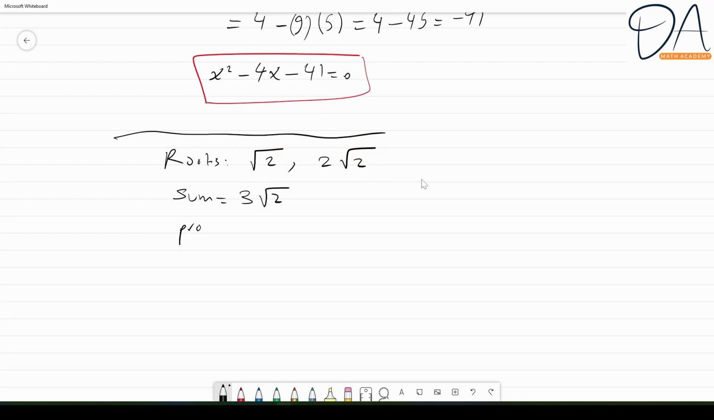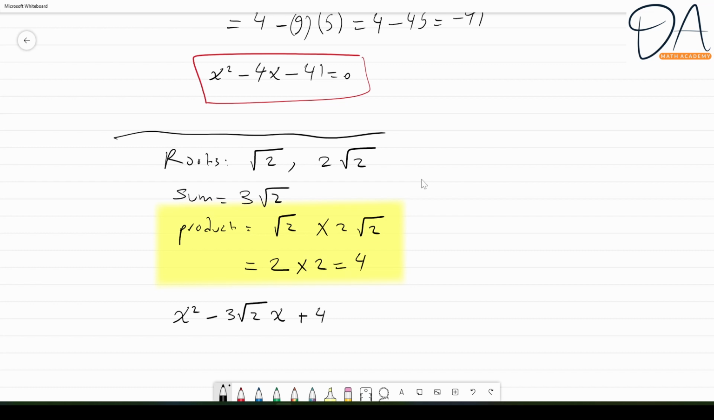Then the product, we have square root of 2 times 2 square root of 2. This is equal to square root times square root. The square roots will cancel. So then you will have 2 times this 2 from here. That gives you 4. And so the equation is x squared minus the sum, which is 3 square root of 2 x, plus the product 4 equal to 0. And this is the solution.